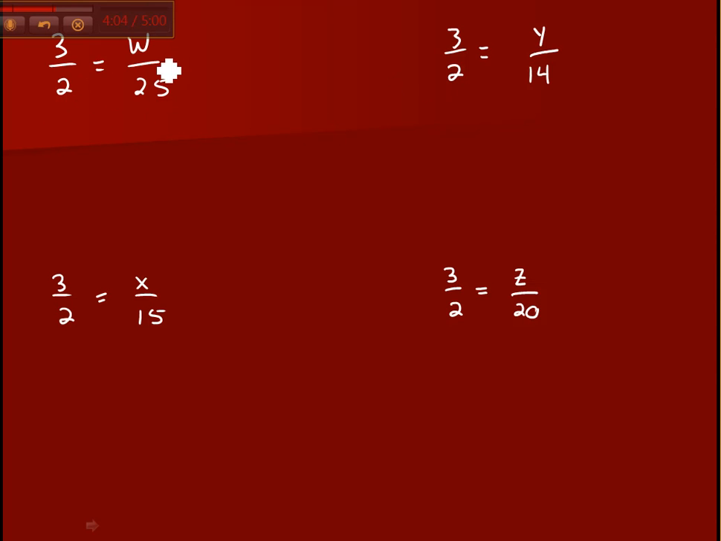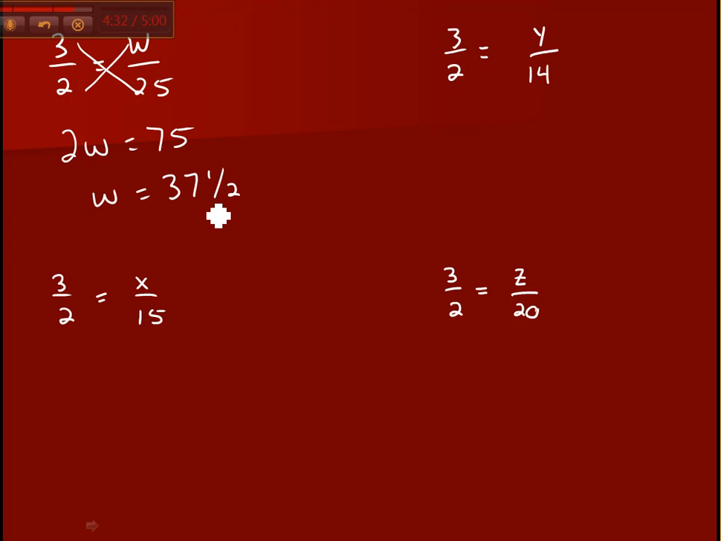So 3 to 2 has to equal W to 25. 3 to 2 has to equal X to 15. 3 to 2 has to equal Y to 14. 3 to 2 has to equal Z to 20. Remember, to solve a proportion, we can use our cross product. So I would have 2W equals 75. Dividing both sides by 2 gives me W equals 37.5.